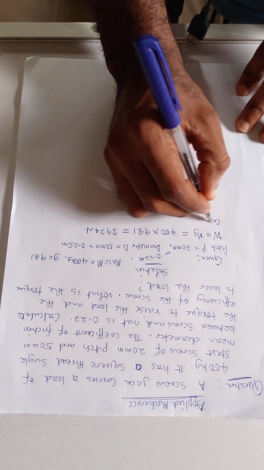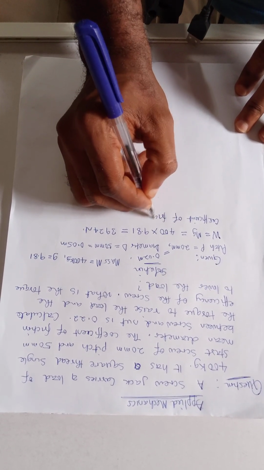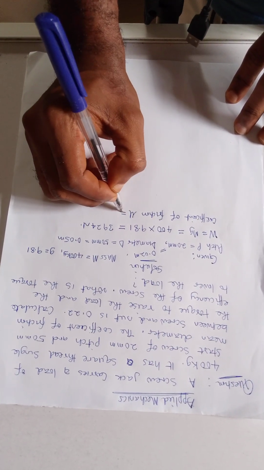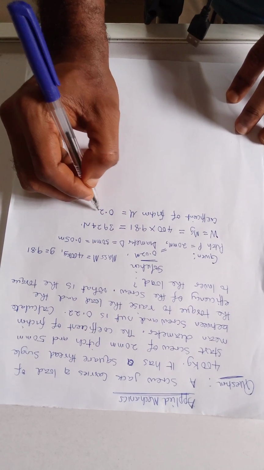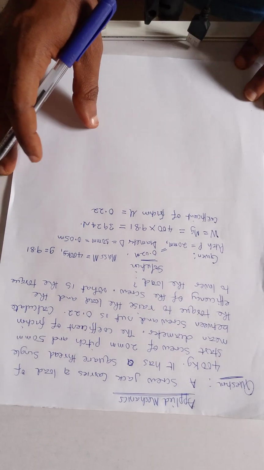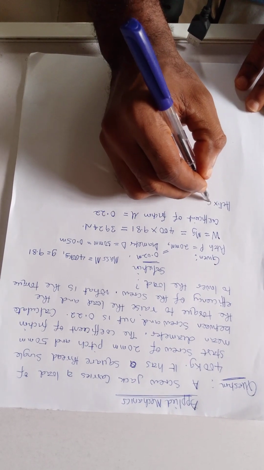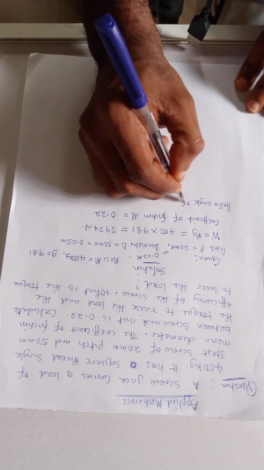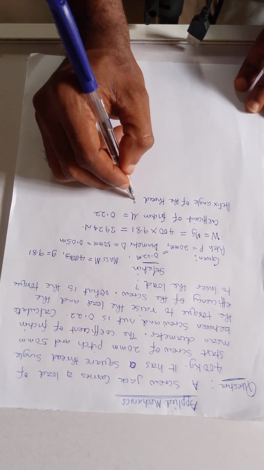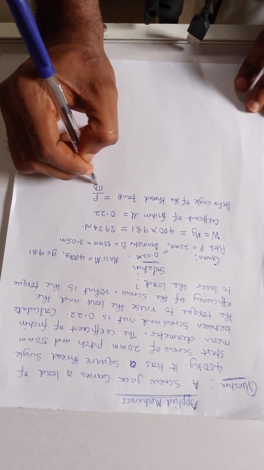Having done that, let's also take down the coefficient of friction. Our coefficient of friction mu is equal to 0.22. And we know that the helix angle of the thread is given by this formula: tan theta equal to P over pi D.